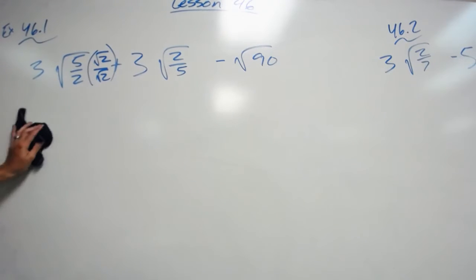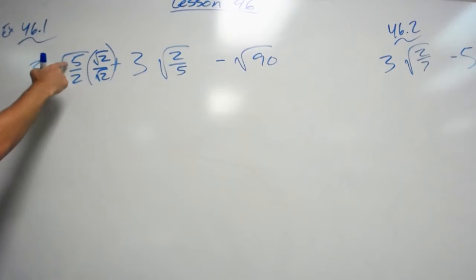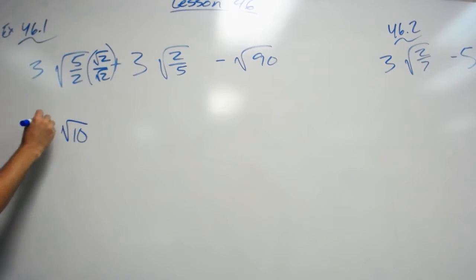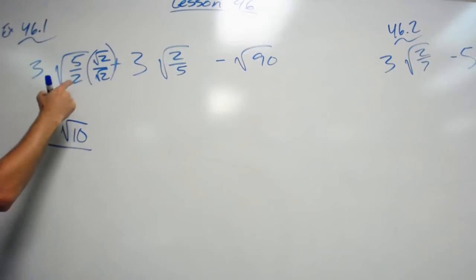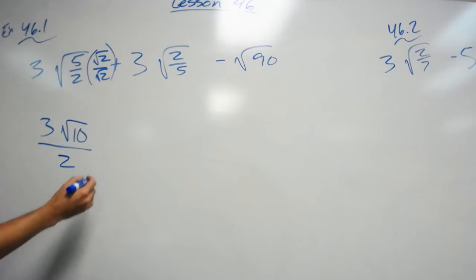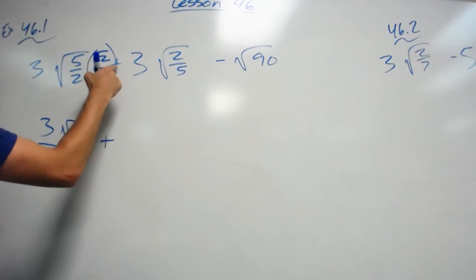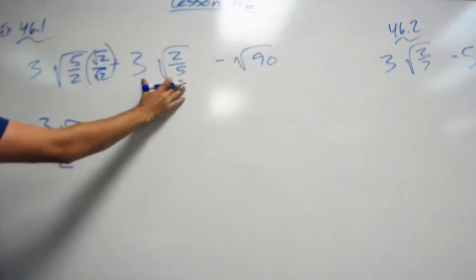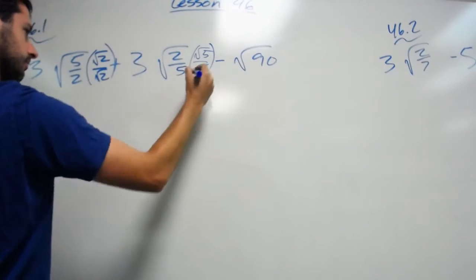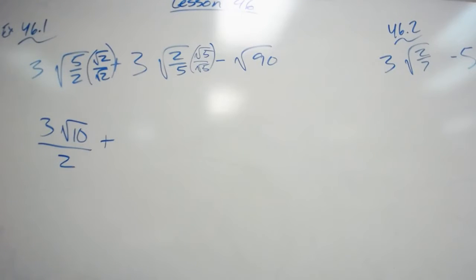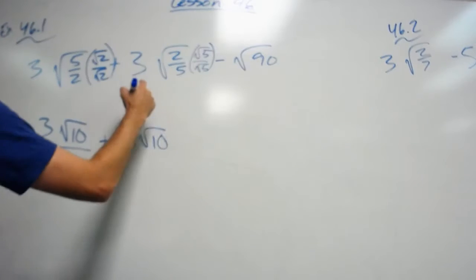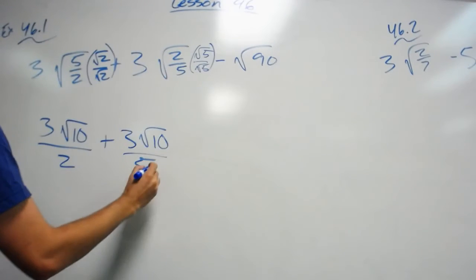So now we get radical 5 times radical 2 is radical 10. So we have 3 radical 10 over square root of 2 times square root of 2 is 2. This is a plus sign right there, that's a plus sign. We've got to get rid of the square root in the denominator, so square root of 5 over square root of 5. Same process, we should know this. Square root of 5, square root of 2 is 3 square root of 10 over 5.